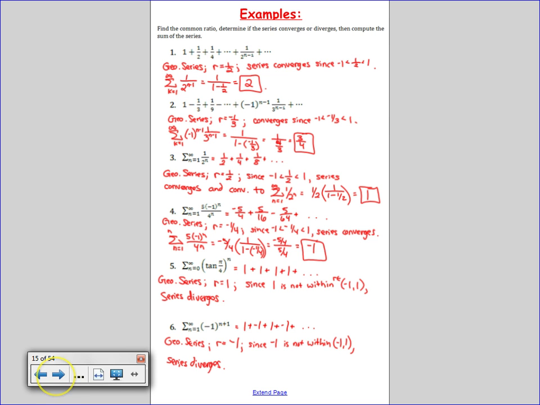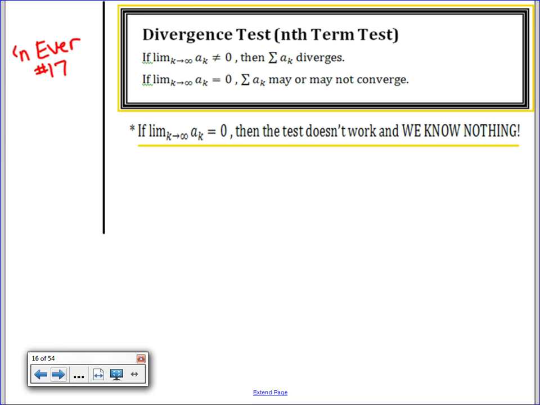Okay, but there was another test that we just peeked at a little bit on Friday. We need to learn this one. Divergence test. These are the two easiest tests: geometric series and divergence. Now hold on, wait. What does a sub k stand for? Sum? What does a sub k, or a sub n, stand for? Not the sum. A term. Terms. Yeah.